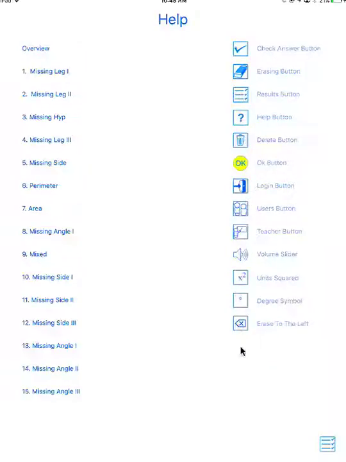Okay, so this is the help page, and every single one of these are buttons, and they bring you to videos that explain exactly what each of these buttons represents.